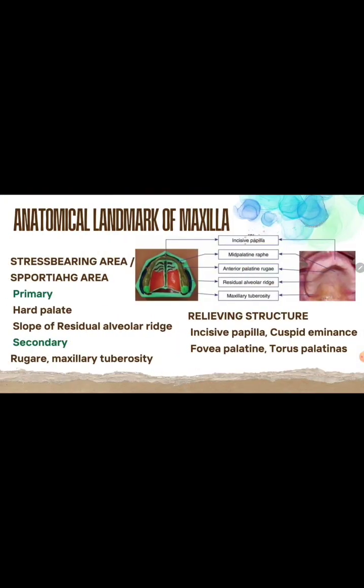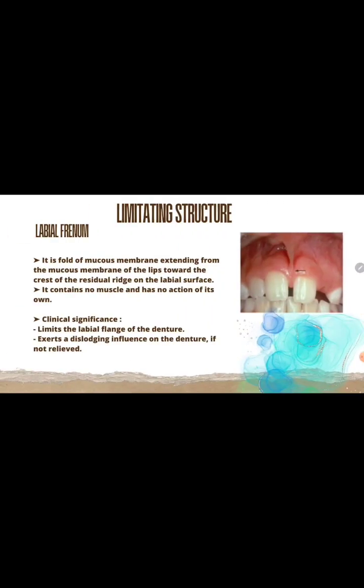The stress bearing area or supporting area is primary and secondary. Primary is hard palate, slope of residual alveolar ridge. Secondary is rugae, maxillary tuberosity. Relieving area is incisive papilla, cuspid eminence, fovea palatine, torus palatinus.